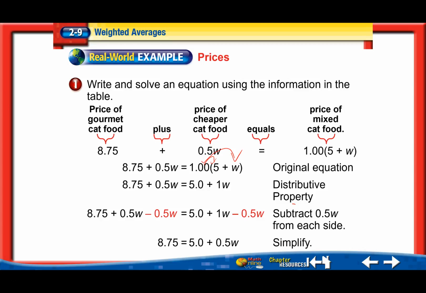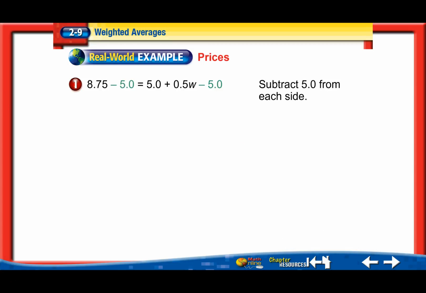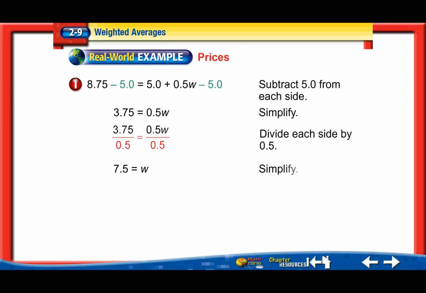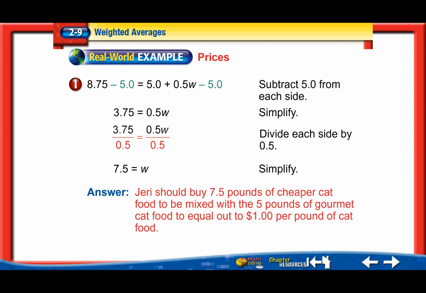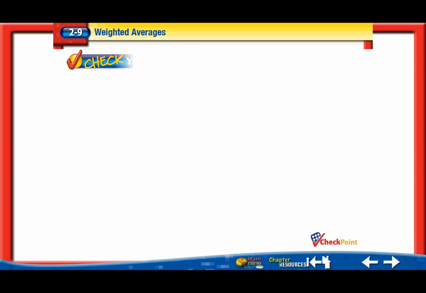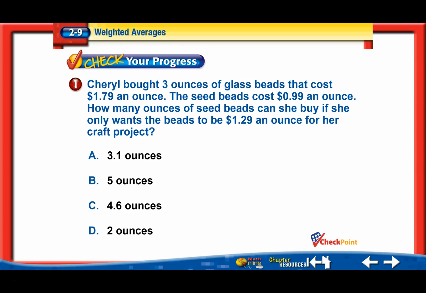Simplify that out. We're going to go to the other side, but we're going to actually subtract 5 from both sides. Subtract 5.0 from both sides. Simplify that. Divide by 0.5. Simplify. Now we say she should put 7.5 pounds of cheaper cat food to equal those. Pause this, give it a shot.